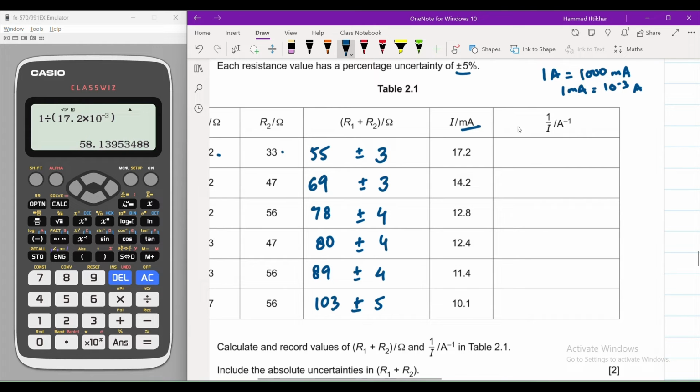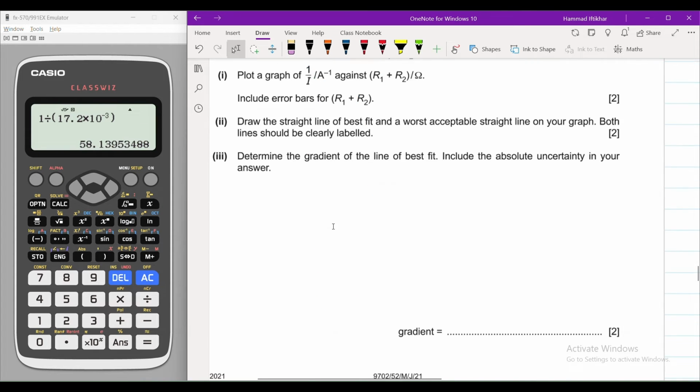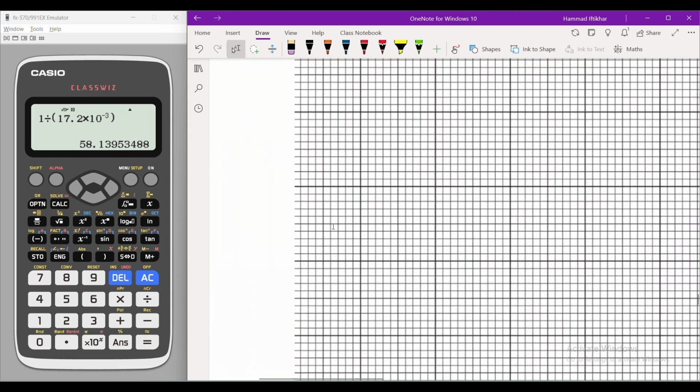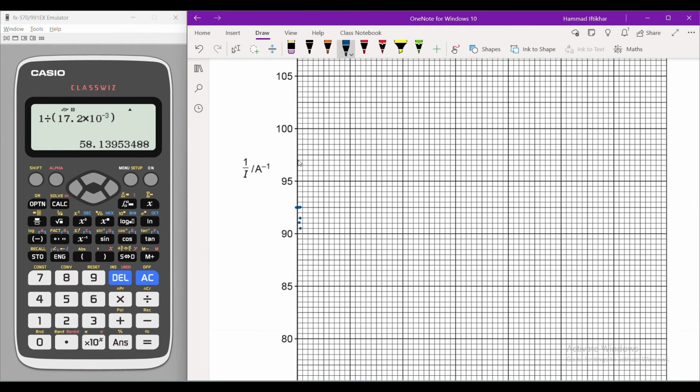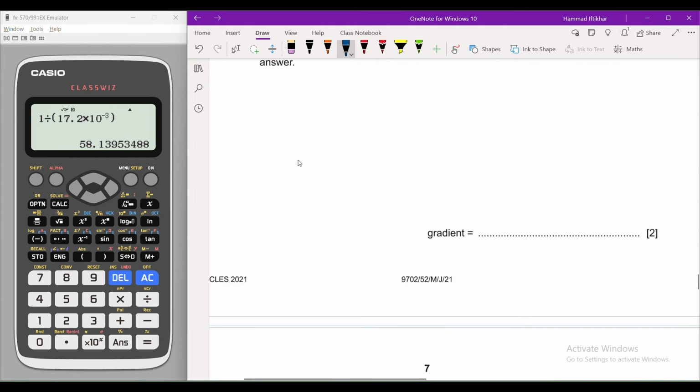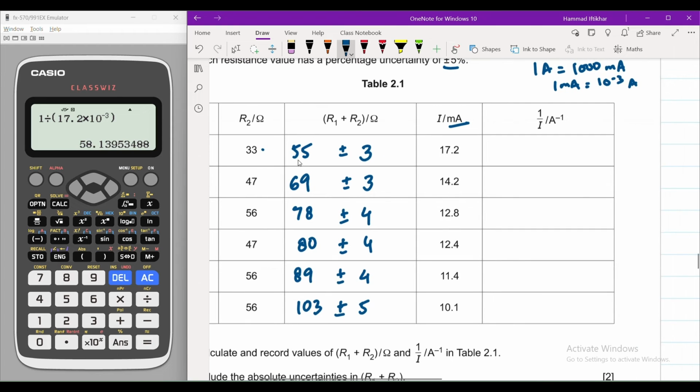So this is 58.1. Wait, again, let's see the resolution on this. We have 1, 2, 3, 4, 5. This is 90.5, 91, 91.5, 92. So we have a 0.05 resolution, basically. Okay, so 2 decimal places, it's fine if you want to use them.